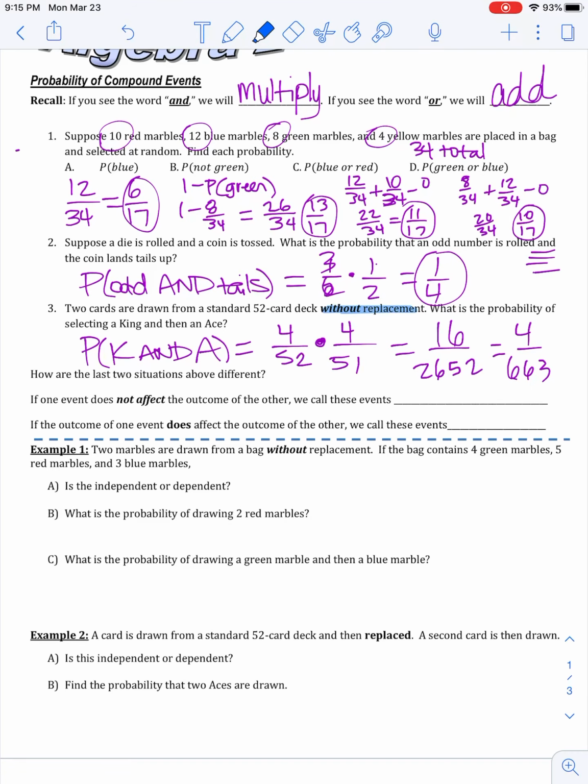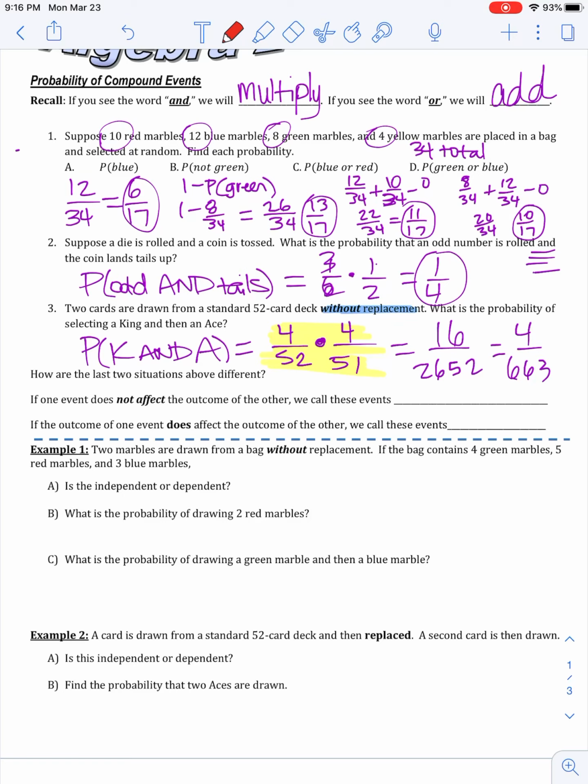All right, what I'm most concerned about is your work, which is this. So please don't just put down final answers. Please show me what you're multiplying, and then if you multiply it and reduce it, great. But I really want to see that work so I know you understand what you're doing.